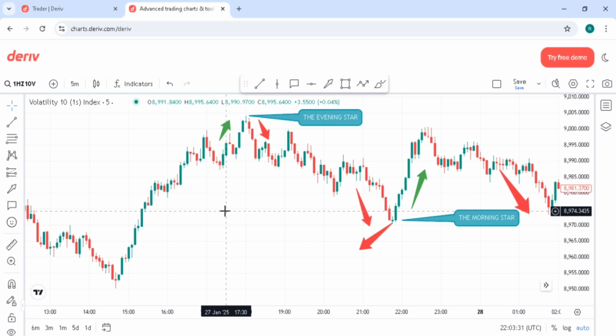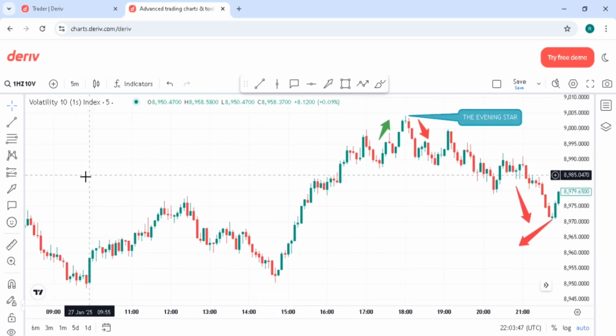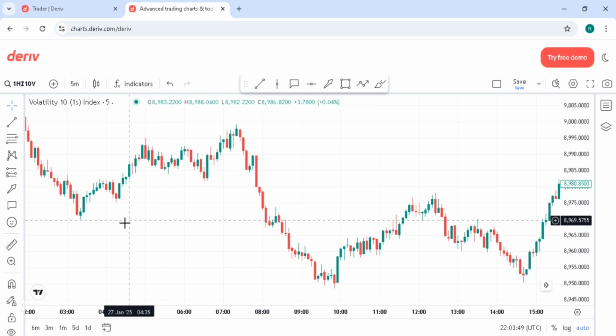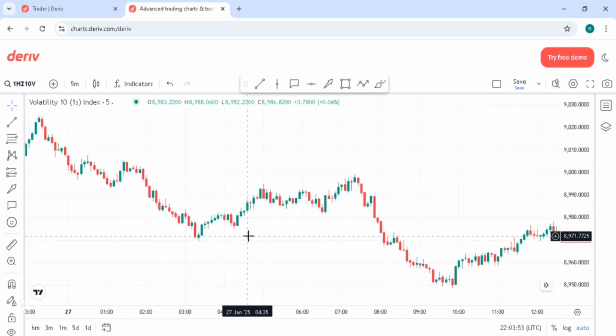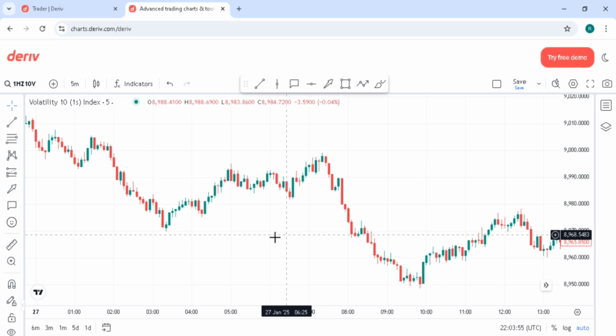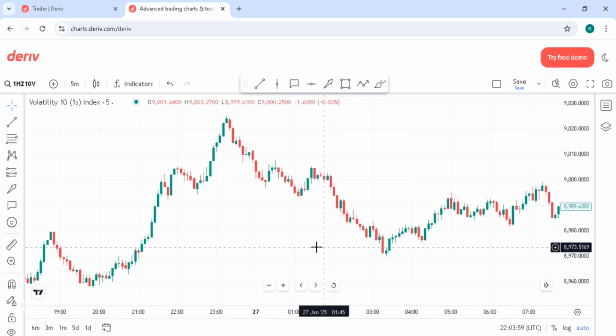So if you master them, it means that every time you enter the market to look for an entry, you always get one because they are very common. They are more common than the dark cloud cover and the spinning top and the piercing line patterns. So the morning and the evening star are very common.